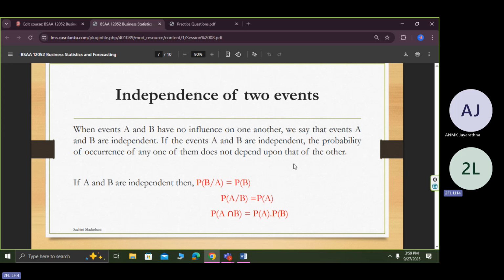Here in the probability concept, we first need to check whether two events are independent or not. Assume we have event A and event B, and these two events are independent. It means one event has no influence on the other event. A does not depend on B, and B does not depend on A. That is the meaning of independent.